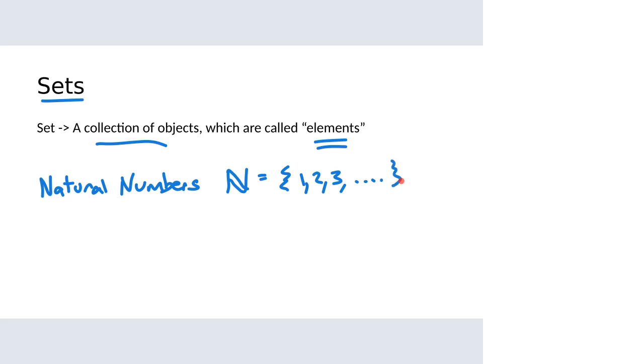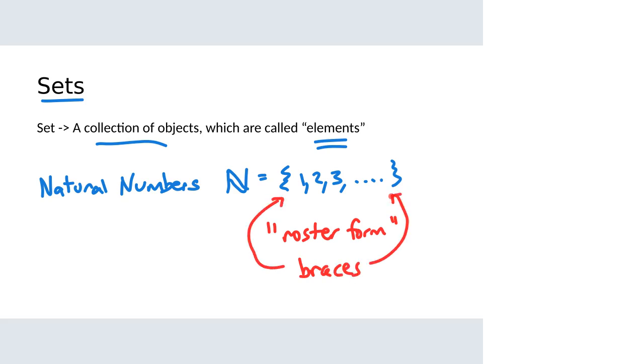Something really important I want you to notice about how I've written that set down, the natural numbers, is I've listed out all the elements. That's called roster form. We've listed out all the elements in a roster. And when we write a set this way, in roster form, we use braces on the ends. So we use braces on the left and right to frame our elements. We do not use parentheses.